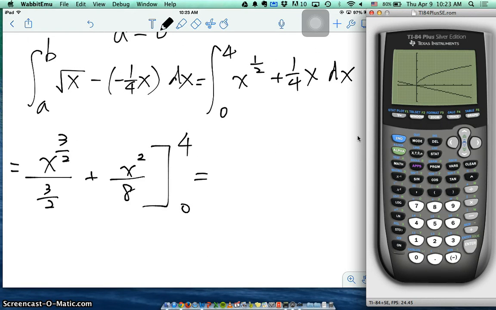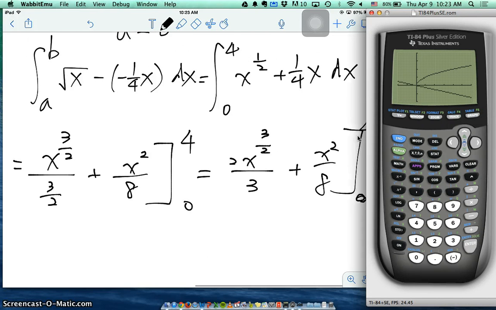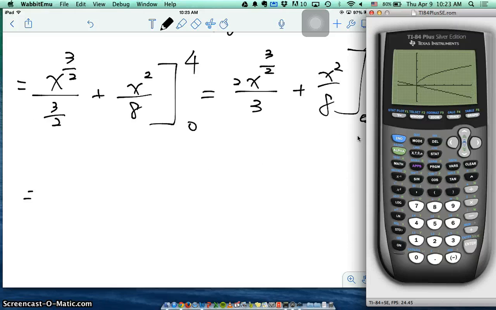Now we can also simplify a little bit. x to the 3/2, oops, that is an ugly 3. Let me redo that. 2 times x to the 3/2 over 3, plus x squared over 8, again from 0 to 4. Okay, so now let me plug in numbers. I know the square root of 4 equals 2, so 2 to the third power equals 8. So 2 times 8 divided by 3, plus 4 squared, which is 16, divided by 8 equals 2, minus everything becomes 0, so minus 0.